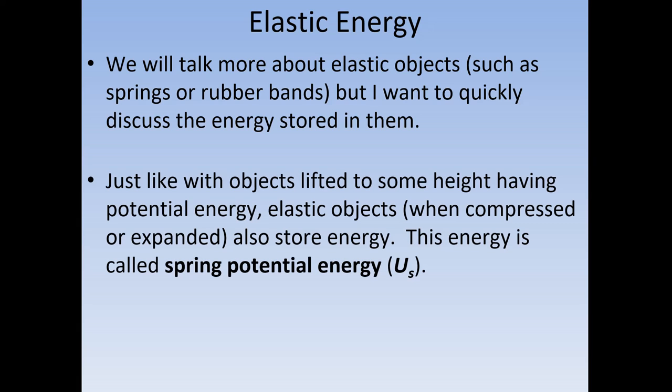So just like how we have gravitational potential energy related to height, where if we lift an object up and we drop it, that potential turns into kinetic, the same thing's going to apply when it comes to spring energy. If I take a spring and I either compress it, get it closer together, or I elongate it, that's going to store some energy in it. And we call that stored energy spring potential energy or elastic potential energy, and it's represented by U_S.